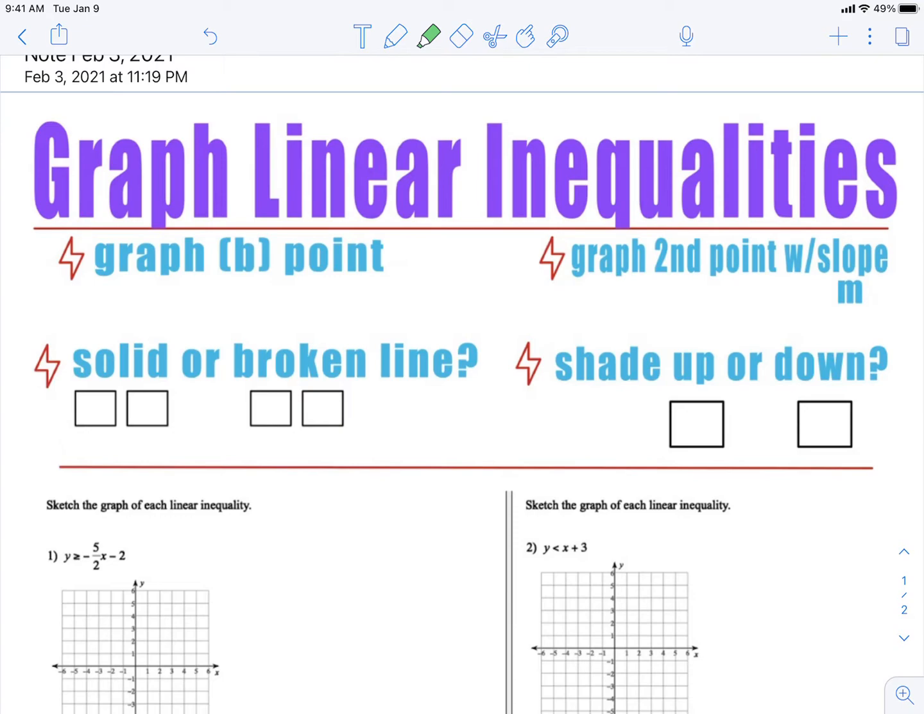Alright, first thing we're going to do is see the name of these notes. And these are called linear inequalities. So inequalities, just as a reminder, means not equal. It's either less or greater. Something is unequal. When something is equal, it means it's the same. When something is unequal, it means there's no balance.